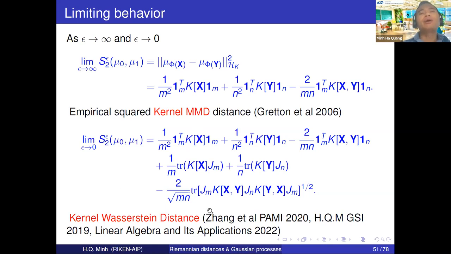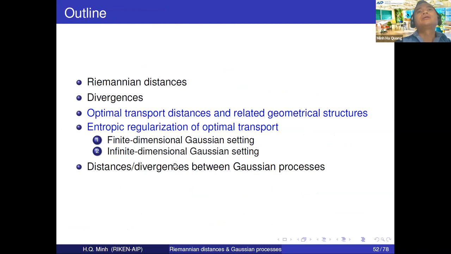This kernel Wasserstein distance was actually applied in the recent work on generative modeling. So that is one way to compute this empirically.